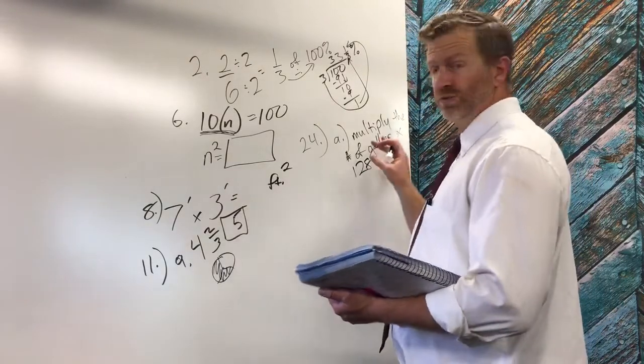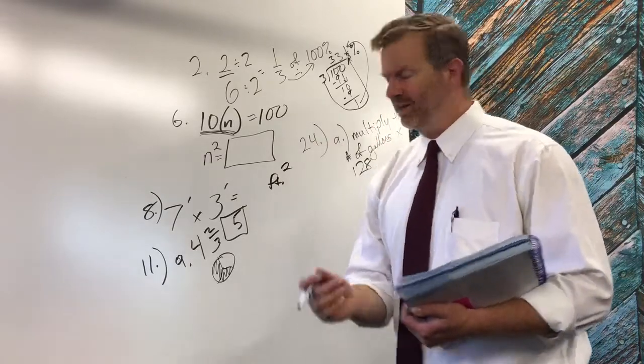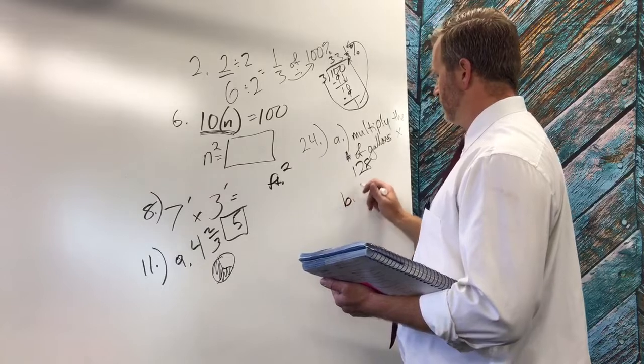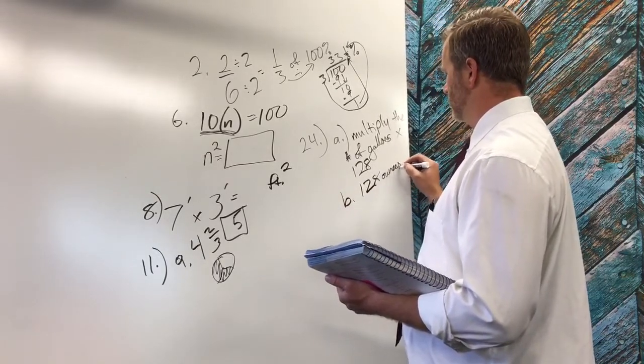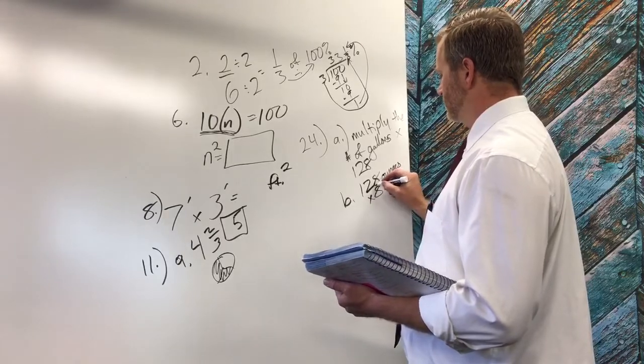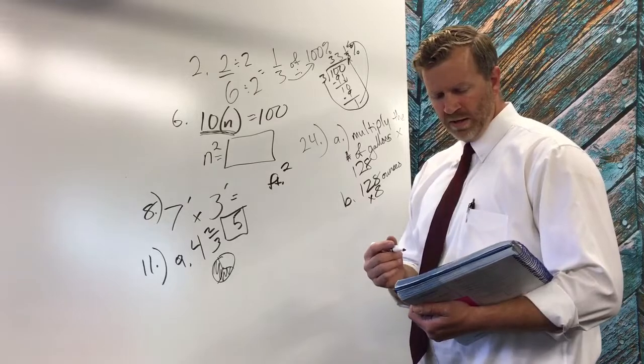So for B, do this. Do this for B, but you're going to multiply times 8 gallons. So B is going to be 128 ounces times 8 gallons. Good? Rock and roll. I'm going to let you guys work that one out.